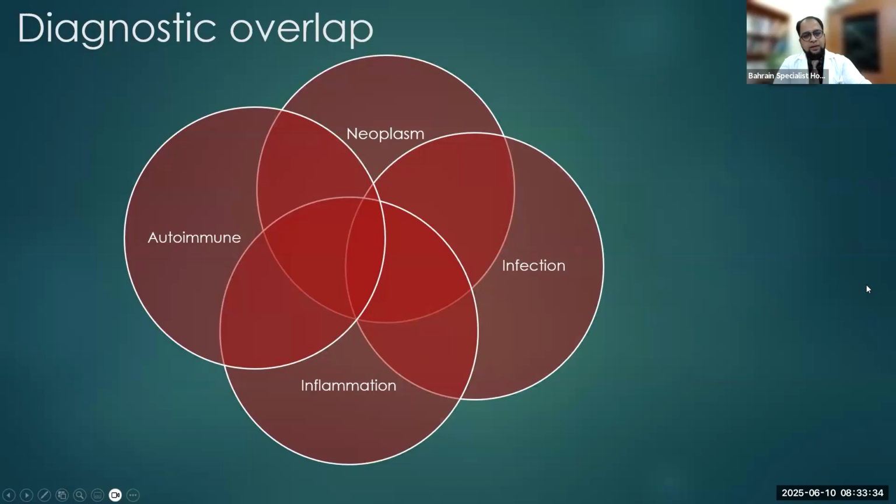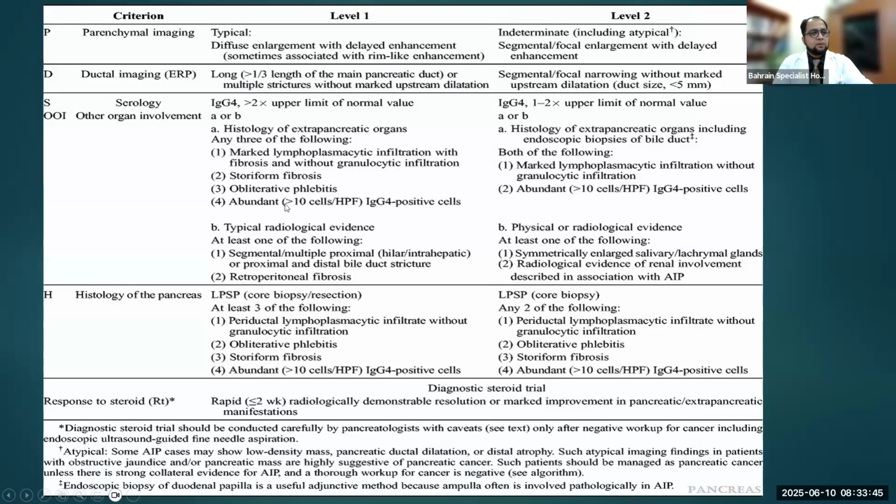So there is a diagnostic overlap between neoplasm versus infection versus inflammation and autoimmune disease when we are looking at autoimmune pancreatitis type 1. So these are some of the clinical scoring systems proposed for diagnosis of pancreatitis.